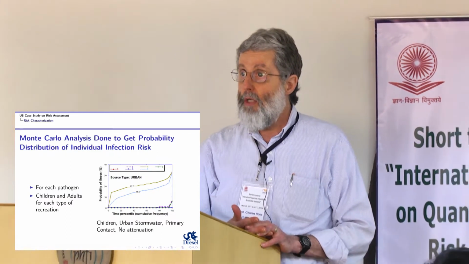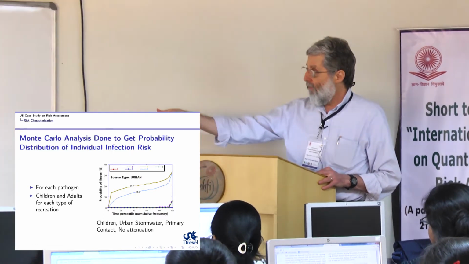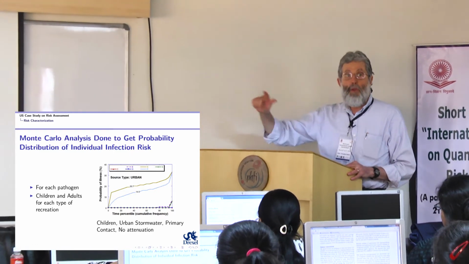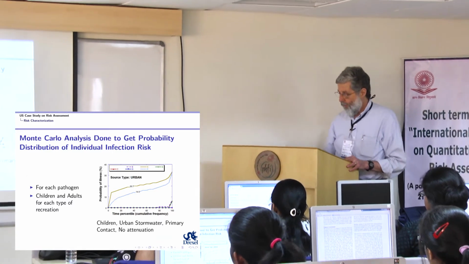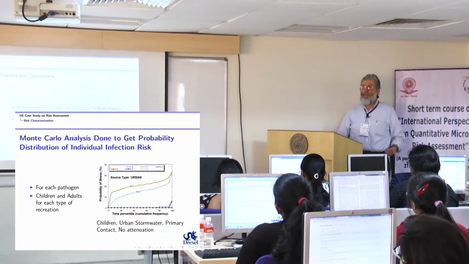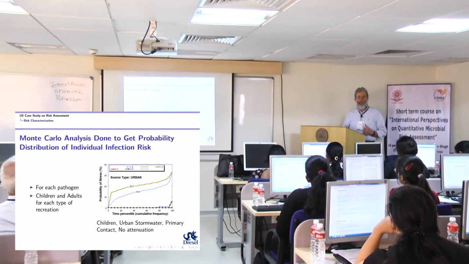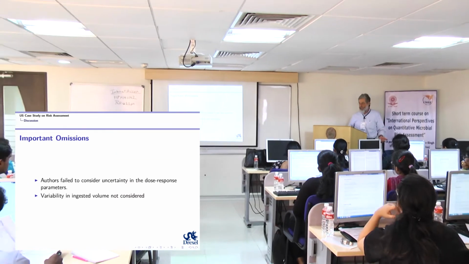of illness to the children exposed to urban stormwater via primary contact without dilution or decay. And so they went through each of the types of exposures, each of the types of stormwaters for all microorganisms.